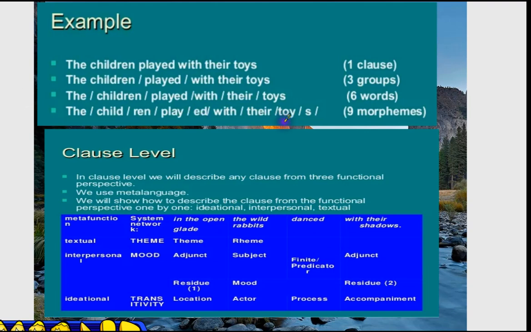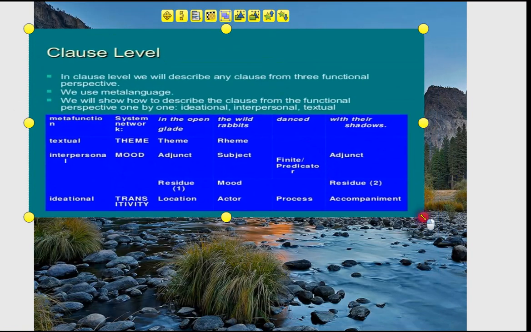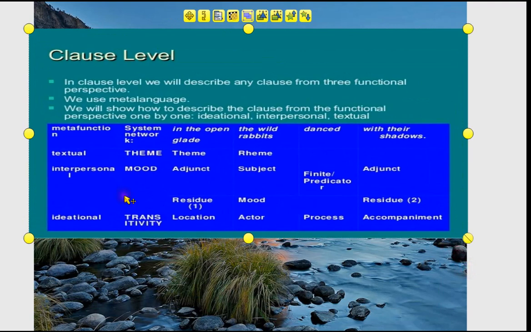Here is just a simple example. We have the clause: The children played with their toys. We have three groups. The children played with their toys: 6 words, 9 morphemes. You can pause the video and take a look at this later. But let me make this bigger. This is what we were talking about. You see the metafunction system network.